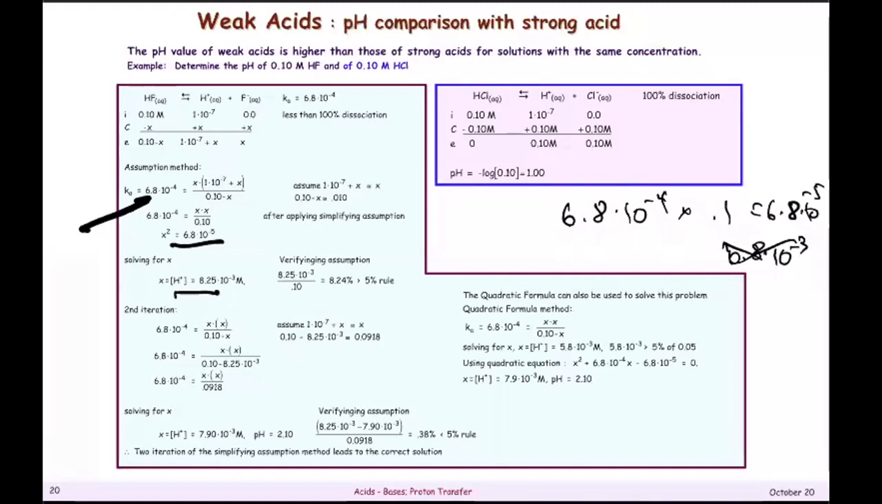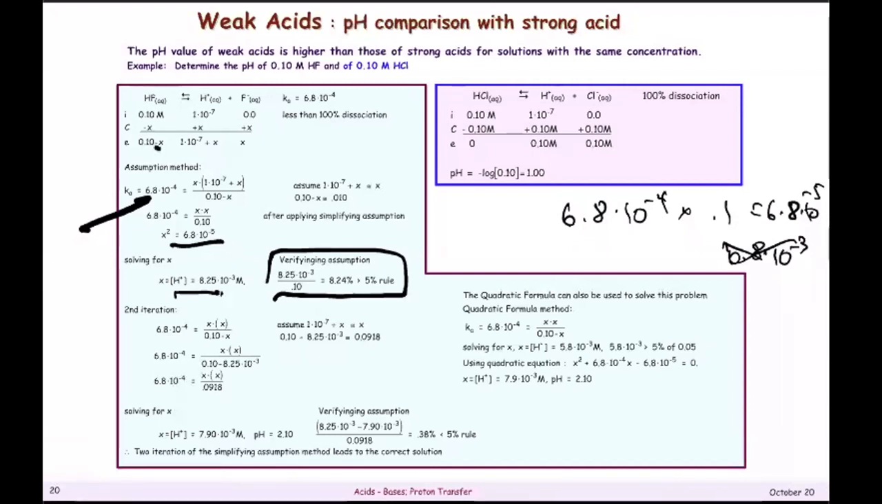Okay, what we need to do is make sure that our simplifying assumption is valid. Remember, if x is greater than 5% of the initial, then we need to do a second iteration. So we do that by looking at the difference. I take this number and subtract it from 0.1. That's the difference. And I see that this is greater than 5%. It's 8.24. So how do I do a second iteration?